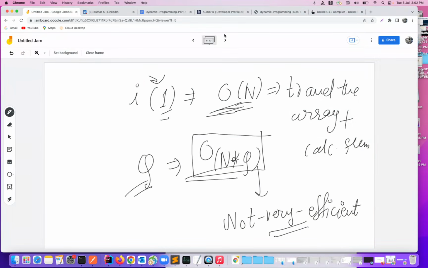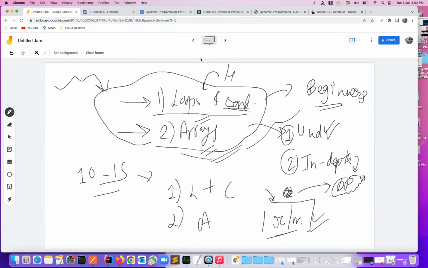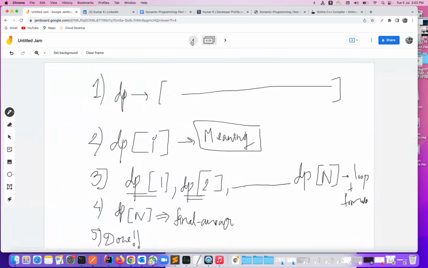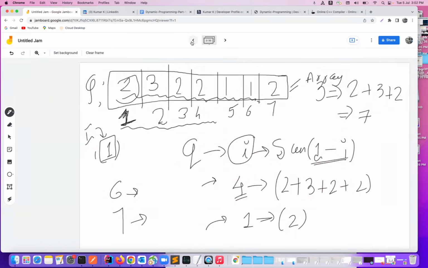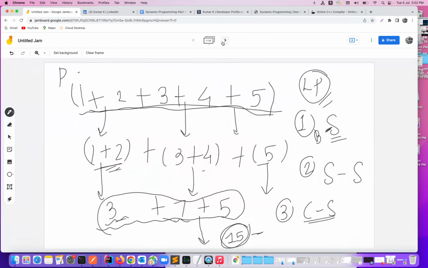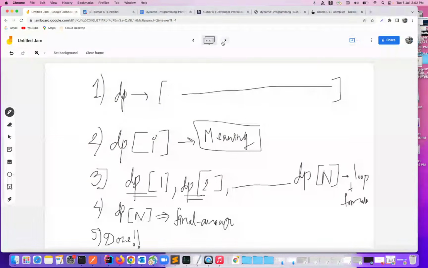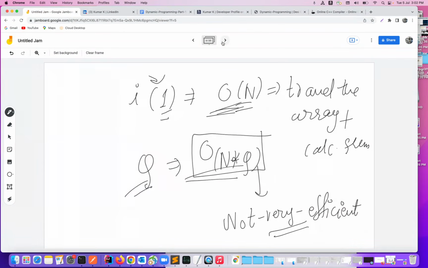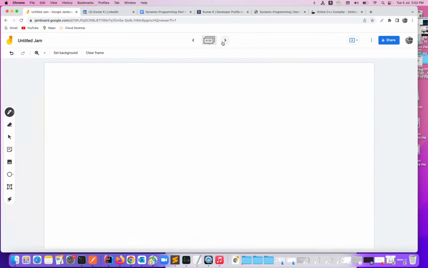The other way to solve the problem is, let me go back. Looking for some empty spaces. Yeah. It's so rainy in Mumbai.